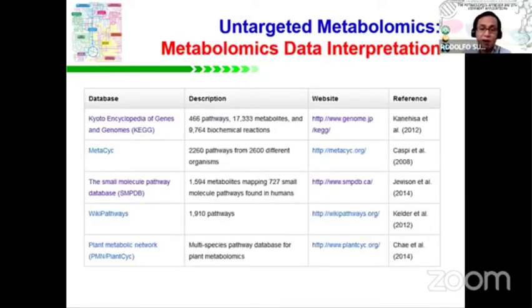Okay, now, high-level functional interpretation usually uses these databases as outlined by Dr. Lacerna. Okay, the KEGG, or the Kyoto Encyclopedia of Genes and Genomes, the Metascience, the Small Molecule Pathway Database, SMDB. The Wiki Pathways is also quite useful, but the number of pathways that are cataloged or curated in Wiki Pathways is not that much compared to KEGG. And lastly, if you're dealing with plant metabolites, you can also use PMN or Plant-Science. And this is actually a multi-species pathway database for plant metabolomics, such as rice.